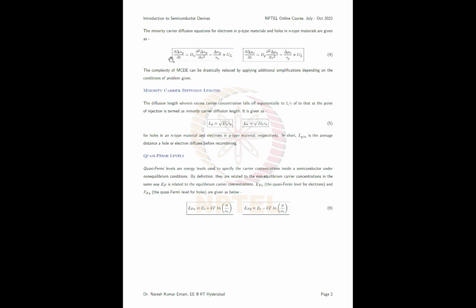We can further reduce the complexity of these equations by applying additional simplifications depending on the conditions that we are given. Dn is your diffusion constant and tau n is your relaxation constant, the average time taken by the particles to come to equilibrium, and GL is the amount of photocarriers generated.